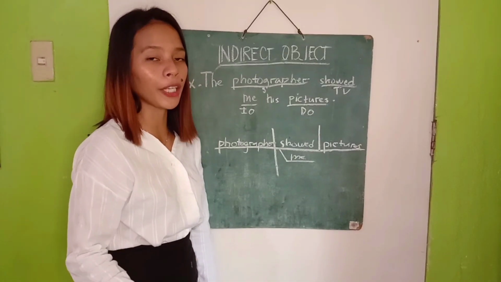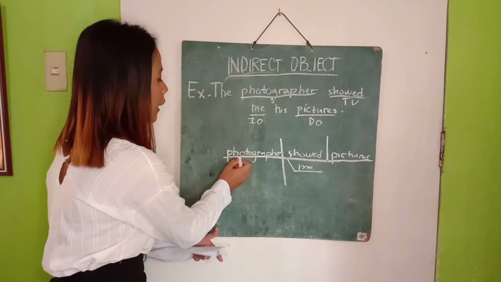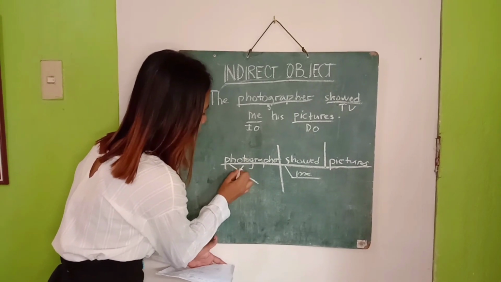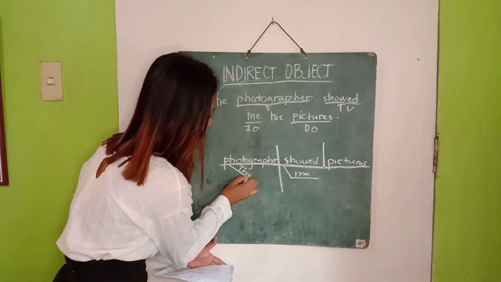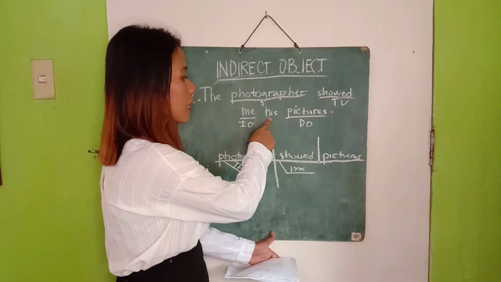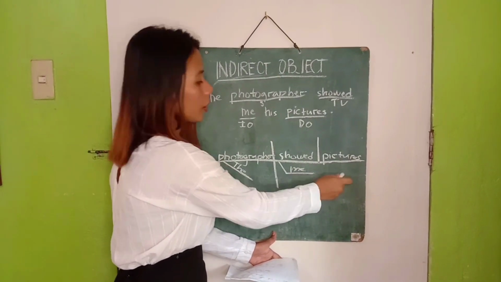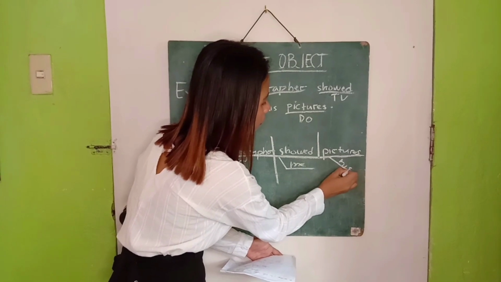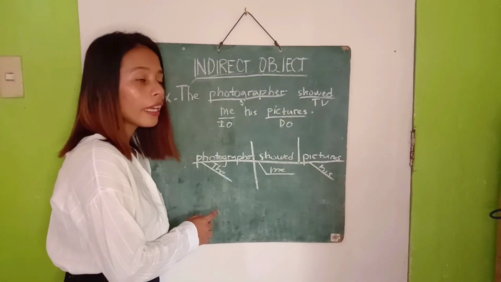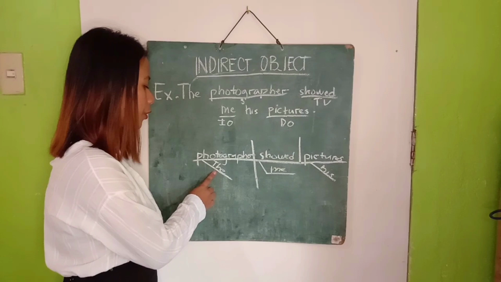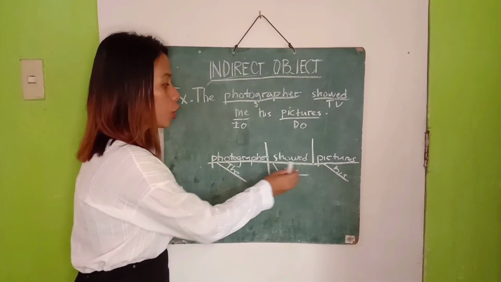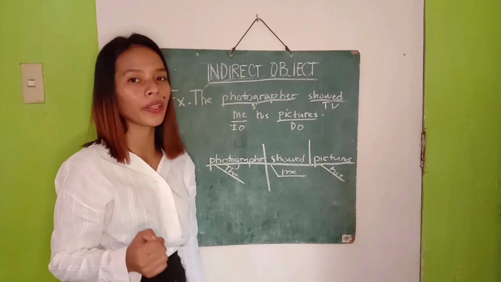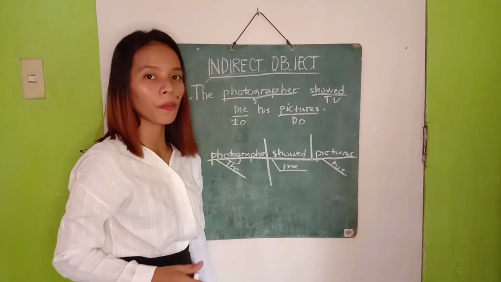For our modifiers, the goes below photographer, and his goes below pictures. The determiner "The" is written in a capital letter. The photographer showed me his pictures. And that's how we diagram an indirect object.